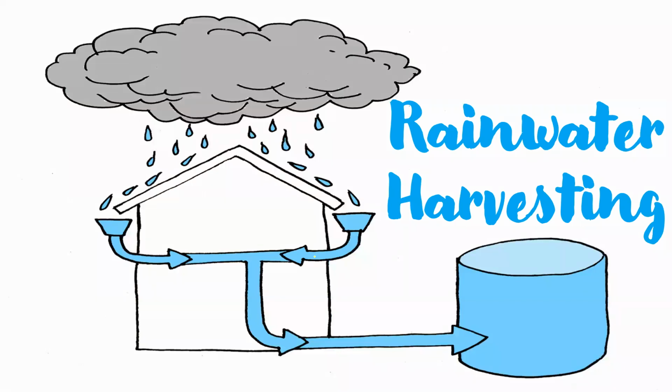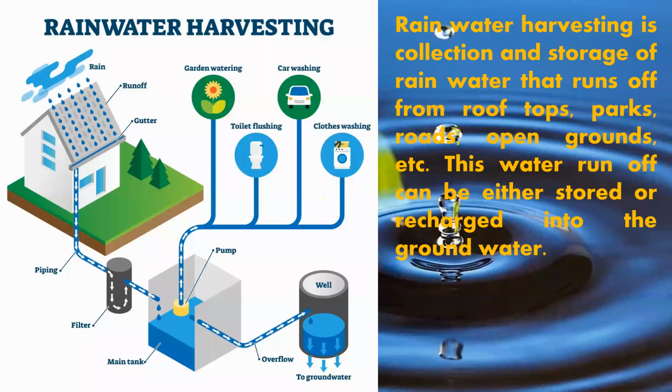So, our next topic of discussion is what? Rainwater harvesting. Rainwater is natural. See, rain doesn't only give benefits to the environment. If you use your brain and your knowledge, you can harvest this water for future use. What is rainwater harvesting? Rainwater harvesting is the collection and storage of rainwater that runs off from rooftops, parks, roads, open grounds, etc. This water runoff can be either stored or recharged into the groundwater.